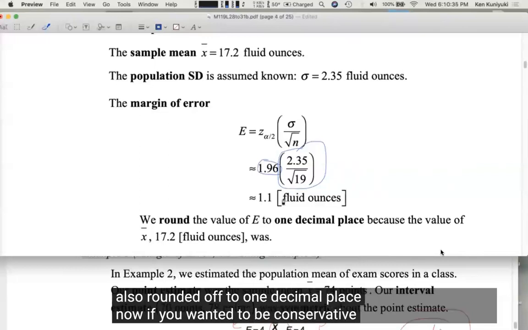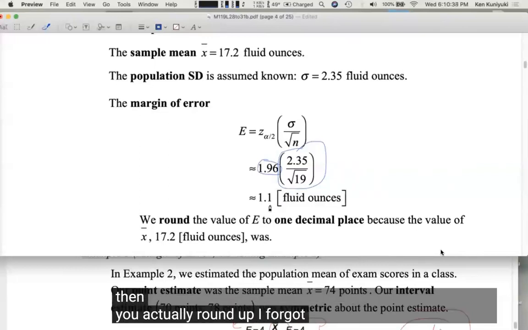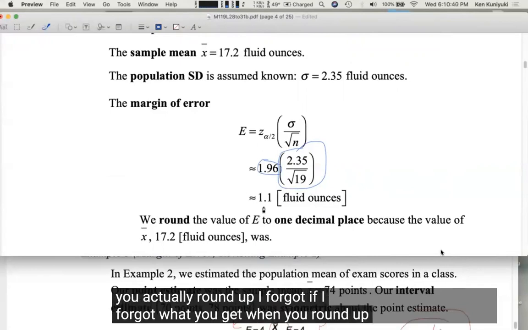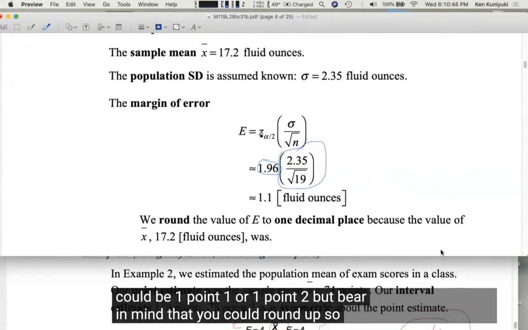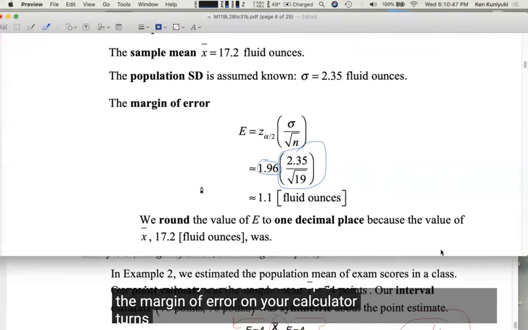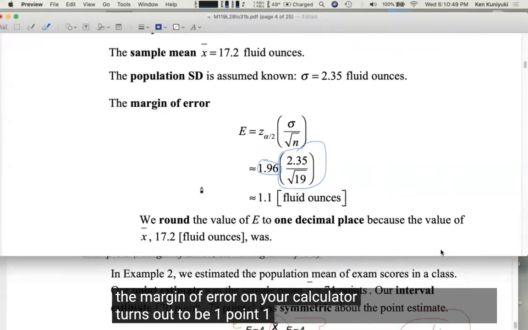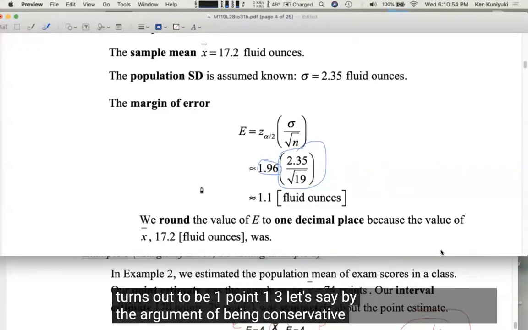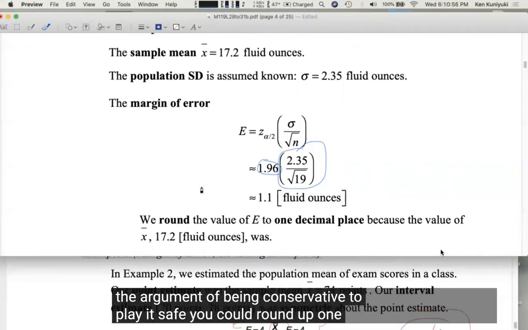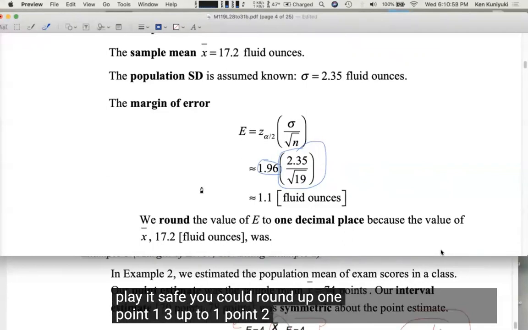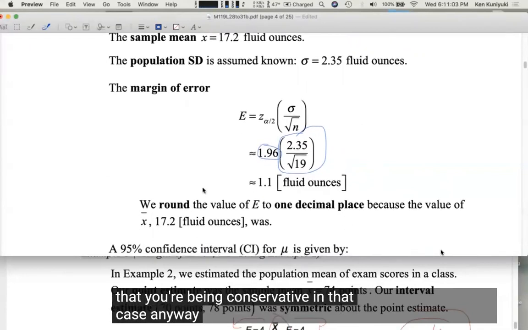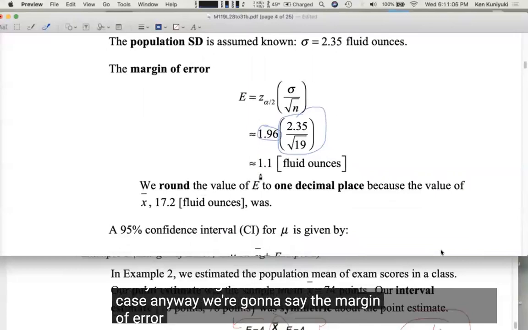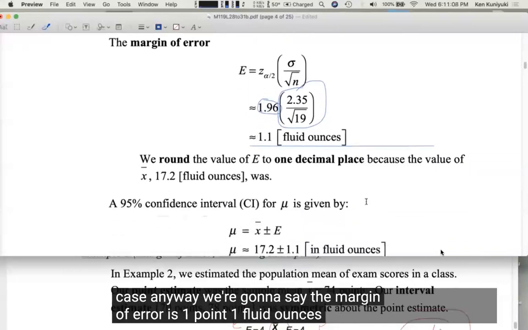Now, if you wanted to be conservative, then you would actually round up. It could be 1.1 or 1.2, but bear in mind that you could round up. So if the margin of error on your calculator turns out to be 1.13, let's say, by the argument of being conservative to play it safe, you could round up 1.13 up to 1.2, and I'd accept that. You're being conservative in that case. Anyway, we're going to say the margin of error is 1.1 fluid ounces.